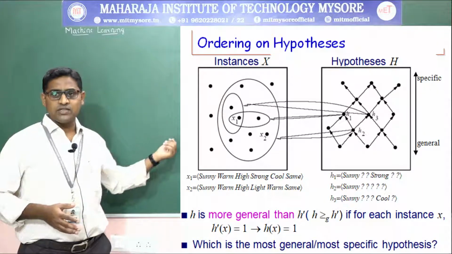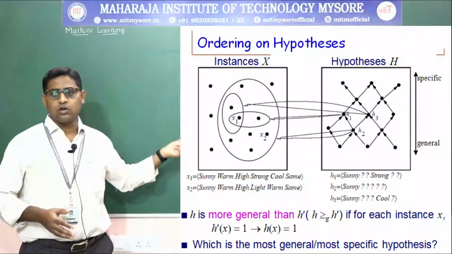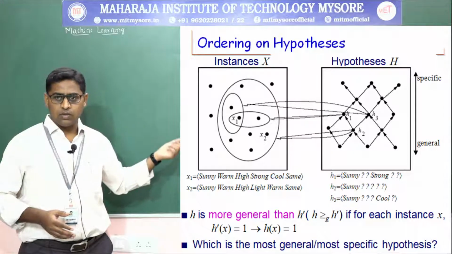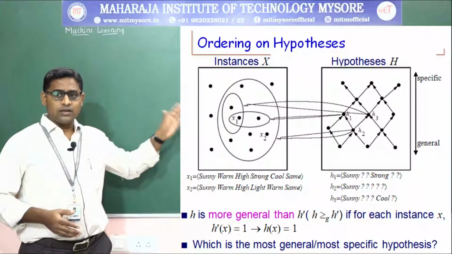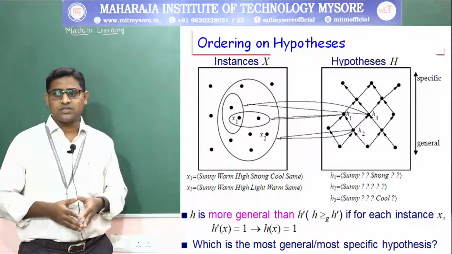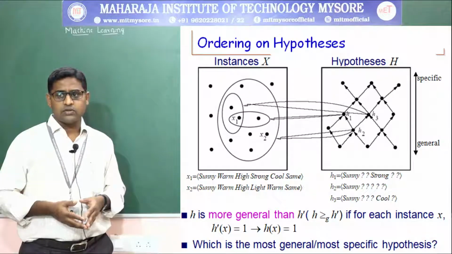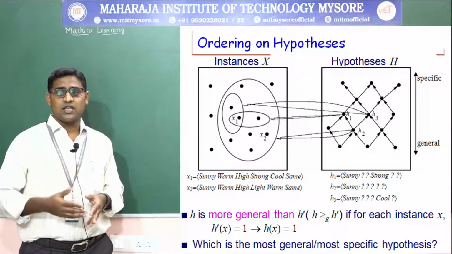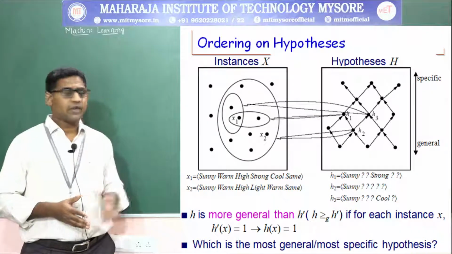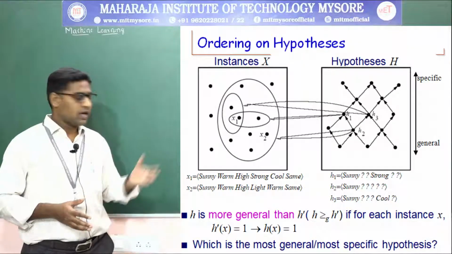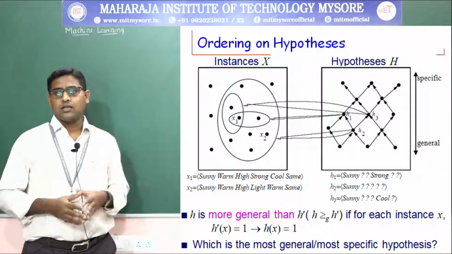On the left hand side of the instances you have X1 and X2. X1 is sunny, warm, high, strong, cool and same, and X2 is again sunny, warm, high, weak or light, warm and same. Then on the right hand side you have the respective hypotheses H1, H2, H3, which are represented with specific values and general values. In H1, the specific values are sunny and strong and the rest are general values. In H2 only sunny is a specific value and the rest are general values, and in H3 sunny and cool are the specific values and the rest are general values.